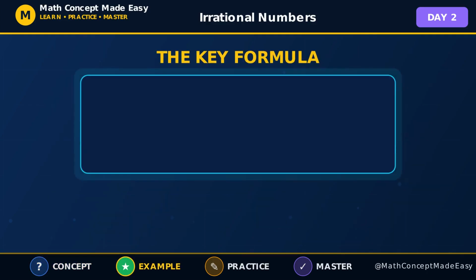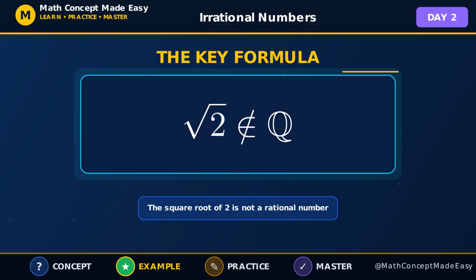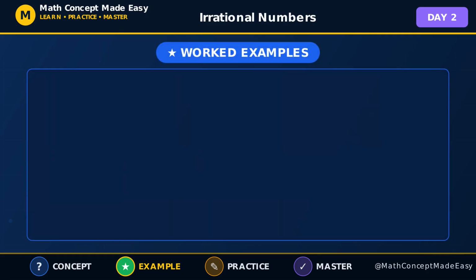Here is the key formula for irrational numbers. The formula is: the square root of 2 is not a rational number. Watch how each part appears as I say it. Do not just memorize the symbols, make sure you understand what each one represents, because that is what the exam really tests. Let us put this to work with real examples, one step at a time.